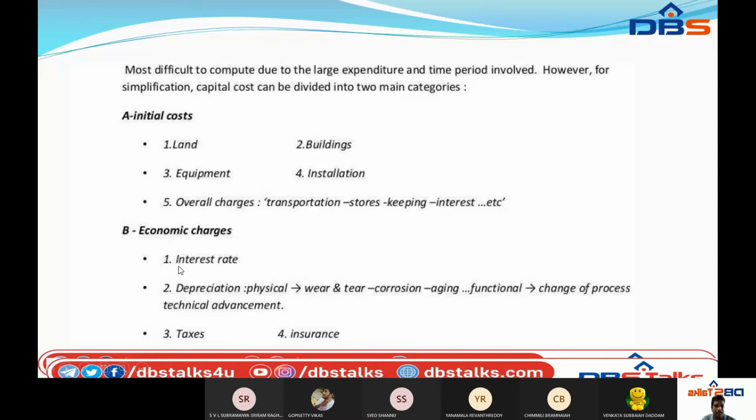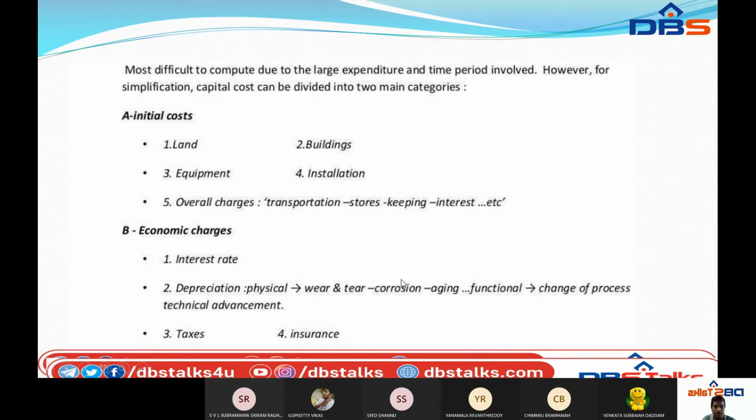Economic charges means interest rate. Interest rate is nothing but the amount you are taking for loans, depreciation costs, etc. This interest rate is based on loans. After that, depreciation. Depreciation is nothing but physical wear and tear. Wear and tear is because the equipment is running for peak loads or base loads. Wear and tear occurs in power plants due to corrosion or aging or functional factors.